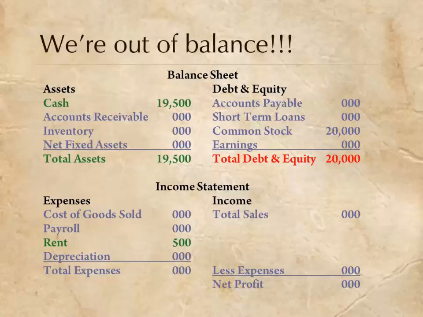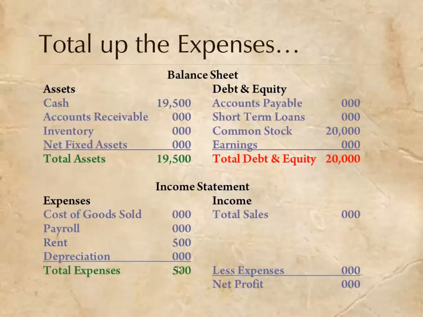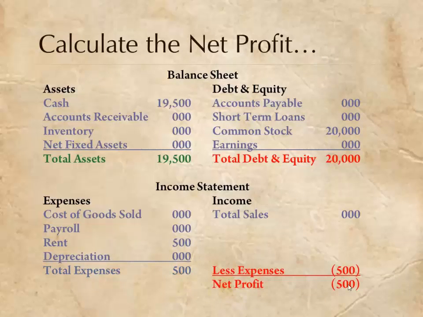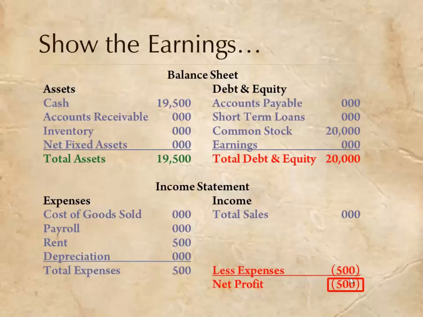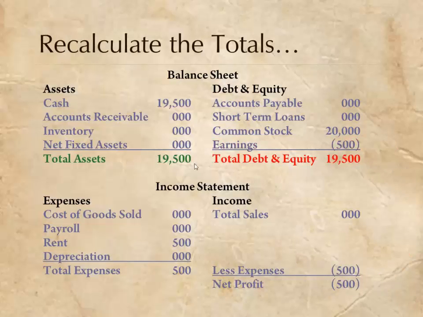Okay, back to getting our financial statement into balance. First, we total up expenses. Then we calculate the net profit. Because we have no sales yet, we have a net loss of $500. This leaves our financial statement out of balance. What we have to do is to include earnings in our balance sheet. Once this is done, total assets equal total debt and equity. We are back in balance.